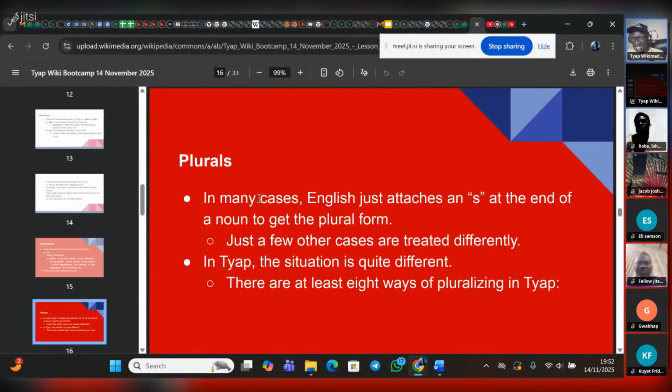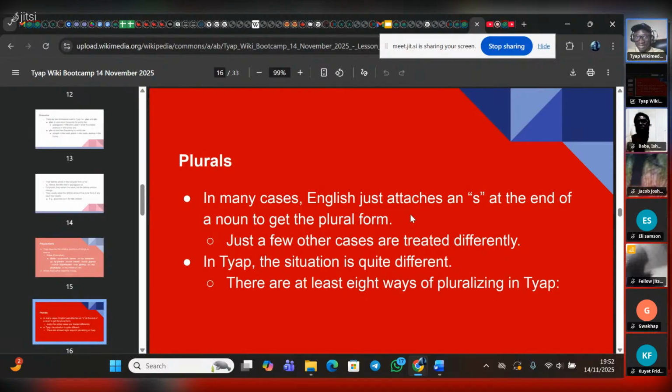of nouns in Tyap. In many cases, English just attaches an S at the end of a noun to get the plural form. In other words, English uses the S suffix for pluralization. They are usually added to singular words to give plurals in English most times, but in some other cases like tooth and teeth, boys, and so on and so forth, they usually have different situations, different rules.